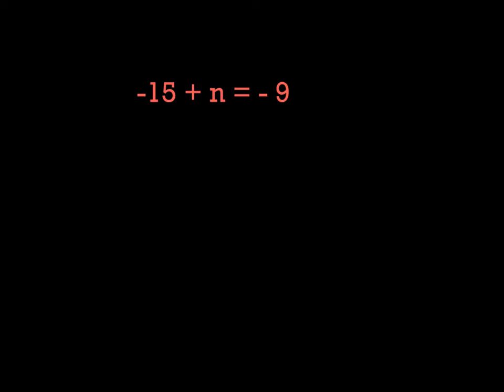So the first equation we're solving for is negative 15 plus n equals negative 9. Our goal is to solve for what the variable is equal to. So I'm trying to solve for what n is equal to. Now I'm going to draw a line here just to remind you that whatever you do to one side of the equation, you have to come over and do to the other side of the equation.